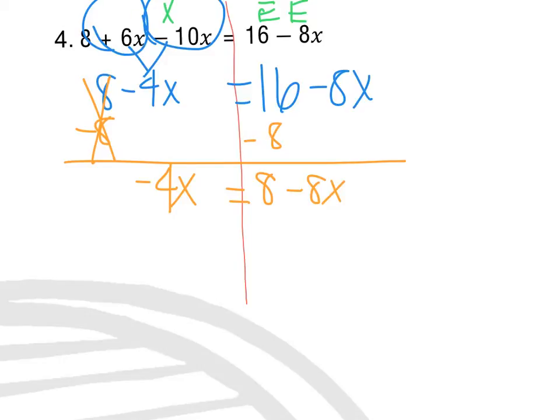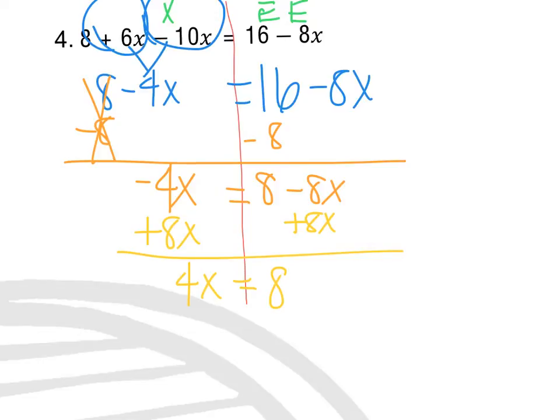Well, recall, everything with an x should be over here on the left. That tells me my minus 8x needs to move. To get rid of my minus 8x, I'm going to plus 8x to both sides. Negative 4x plus 8x is positive 4x equals 8.